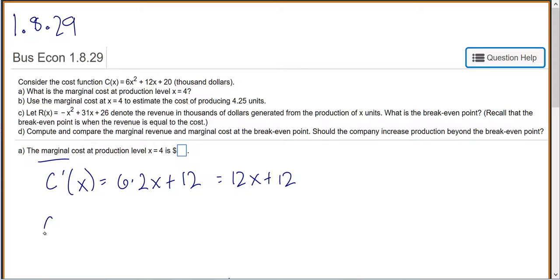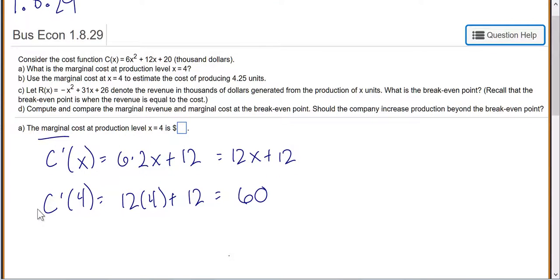Now, if we want to figure out what that is at 4, specifically, we just plug 4 in. So 12 times 4 plus 12 should give me, what, 60? Okay, so this tells me that my marginal cost at x equals 4 is 60. Now, what does this mean for me?